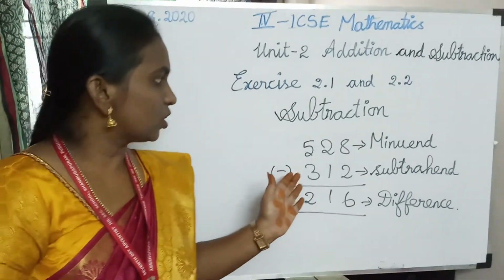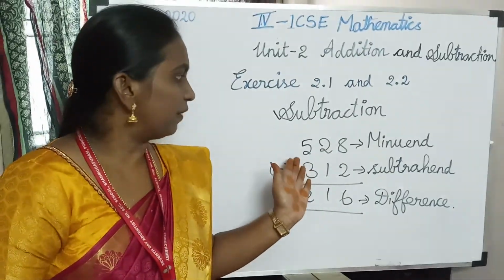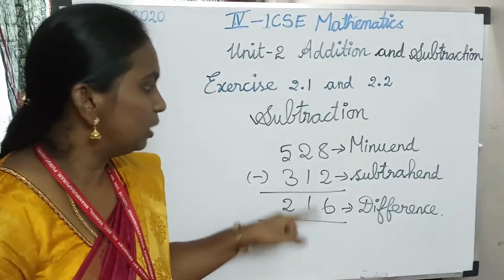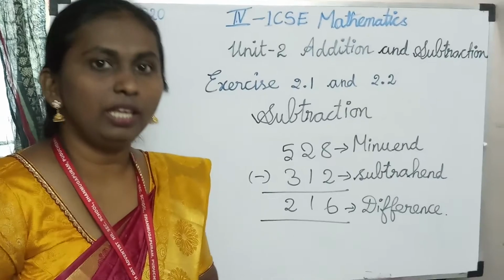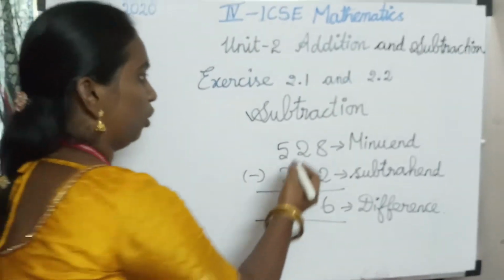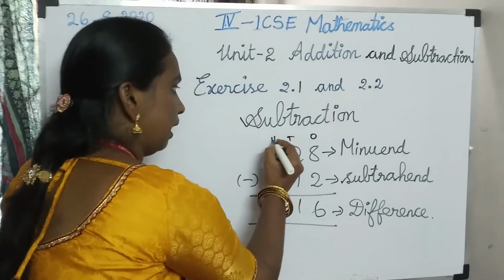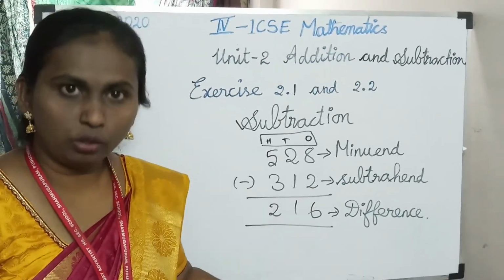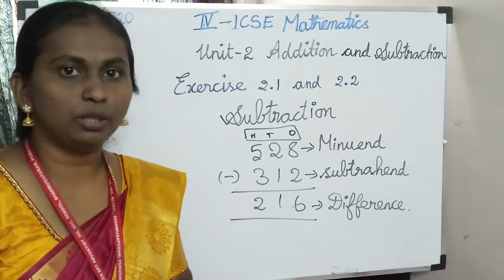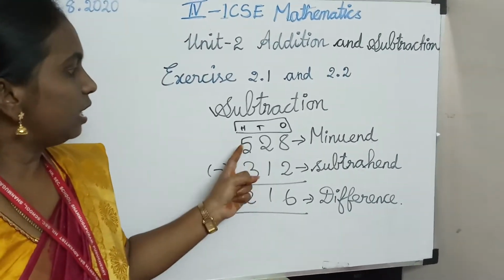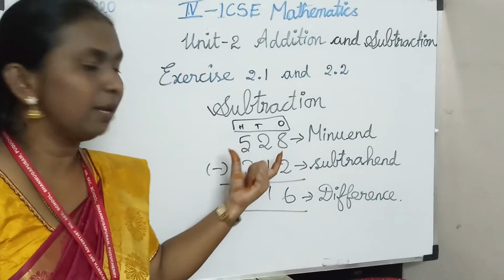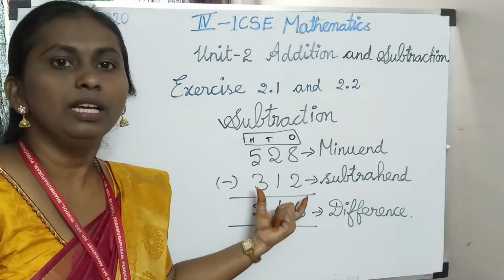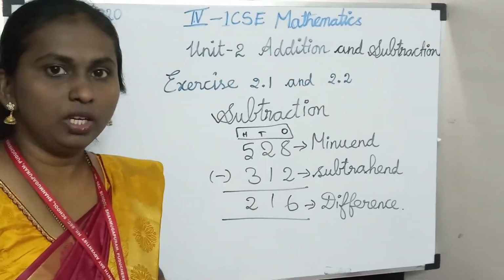See children, subtraction. Let me take two numbers, 528 and 312. I'm going to do the subtraction. First thing, you just write the place value of the number: ones, tens and hundreds. According to the place value, you can start the subtraction. First, 528 is the biggest number. From this number we are going to subtract 312.